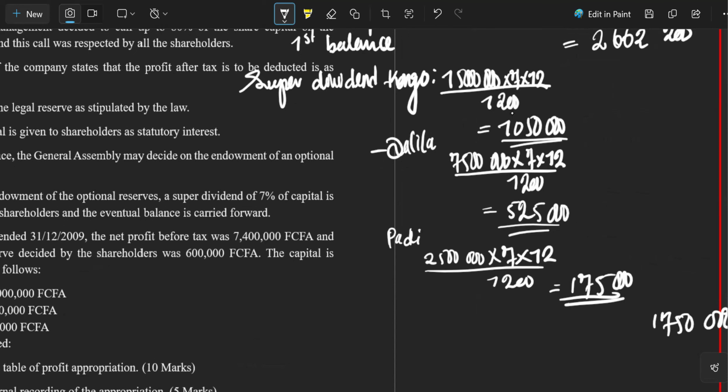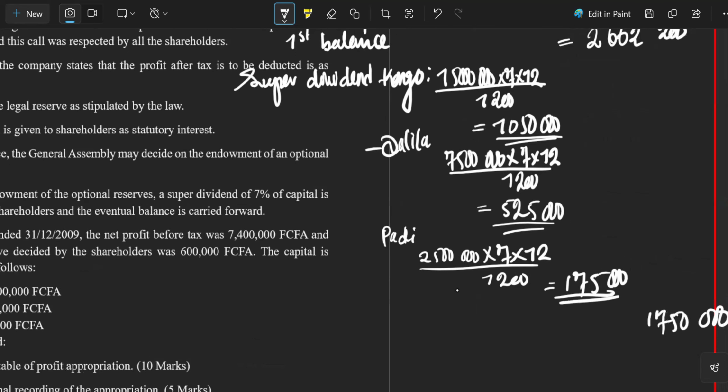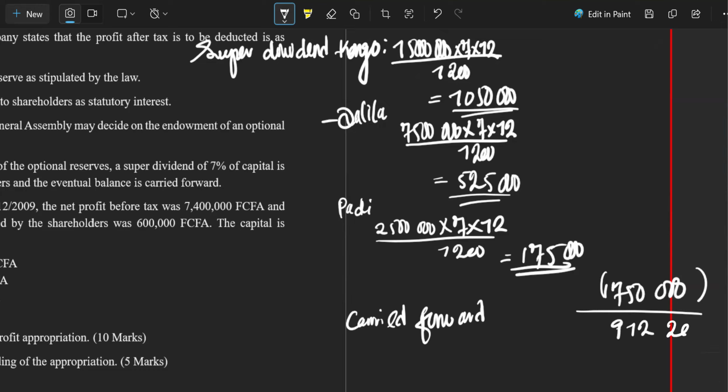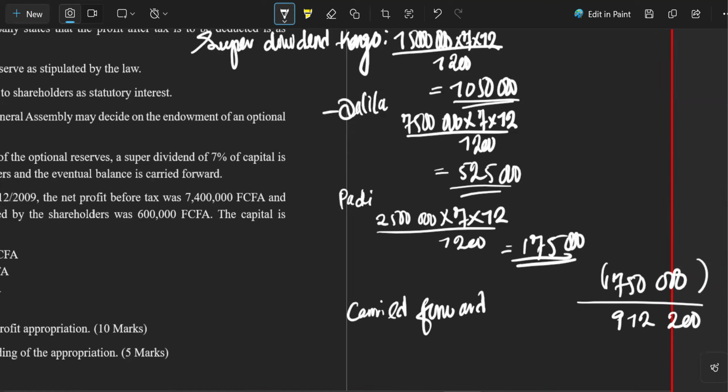So now we're going to have a carried forward. The carried forward now is going to be the difference. So we'll subtract this from that. We're going to have 912,200 francs. Okay, so this is the carry forward.